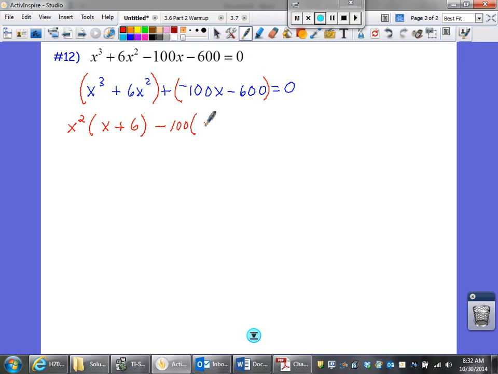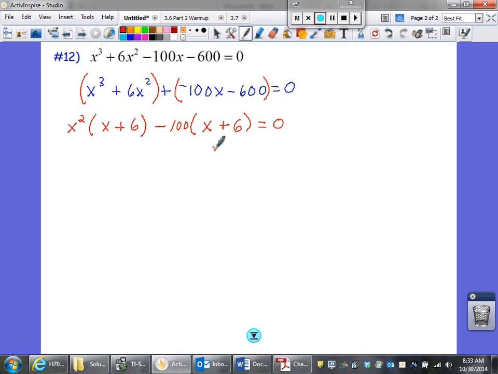And we're left with a positive x. And we pulled out the negative, so we're going to be left with a plus sign. And then 600 divided by 100 is 6. So notice that you have 2 factors here. This factor multiplied together and this factor multiplied together.